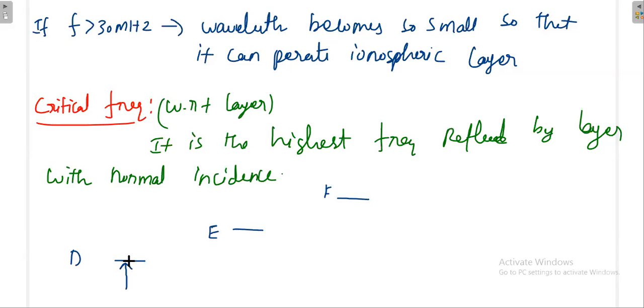Start at 3 megahertz. Once you launch here, check whether your signal is getting reflected or not, because the ionospheric layer has to reflect. It may or it may not reflect. Say first I am using 3 megahertz, 4 megahertz and 5 megahertz. Suppose 3 megahertz is getting reflected, 4 megahertz is also getting reflected, and 5 megahertz is getting reflected. Suppose I use more than 5 megahertz, this layer may not reflect.